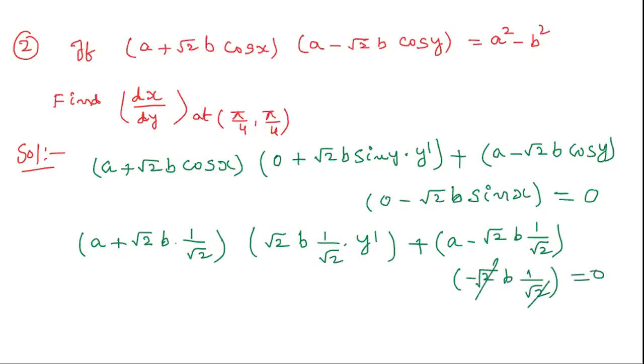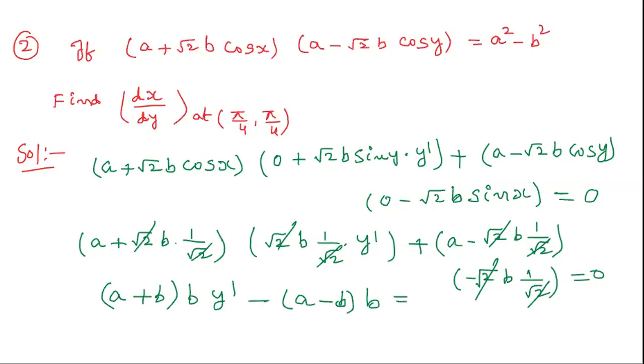Here root 2 cancels, here also cancels, here also cancels. Remaining what is there? (a + b) into b y dash. Here minus a minus b, only b is there, is equal to 0. Now these terms go to the right hand side, and what we get finally, y dash is equal to (a − b) by (a + b).